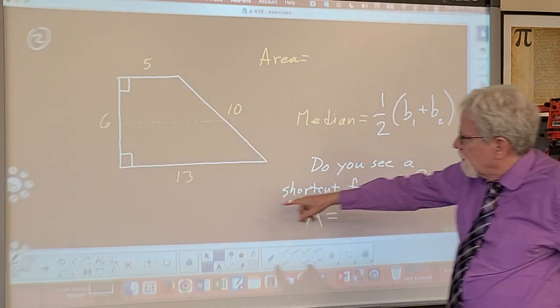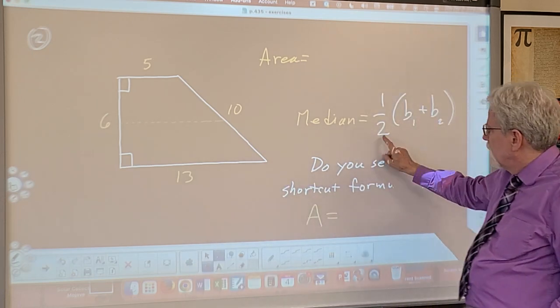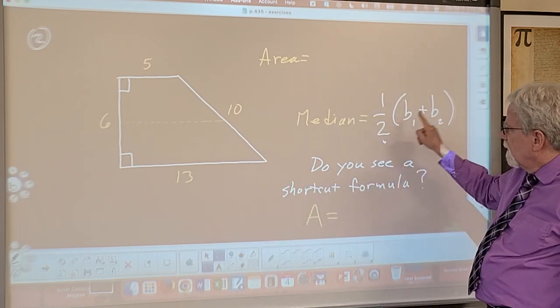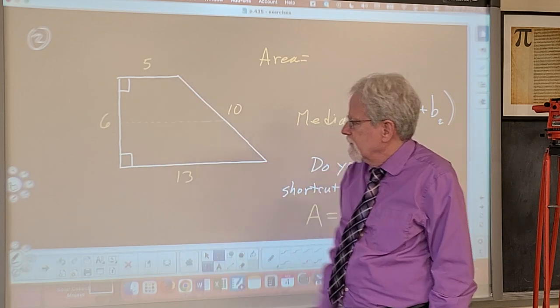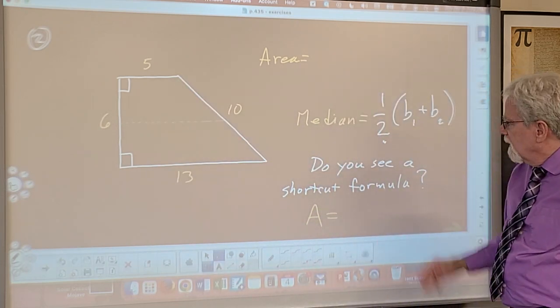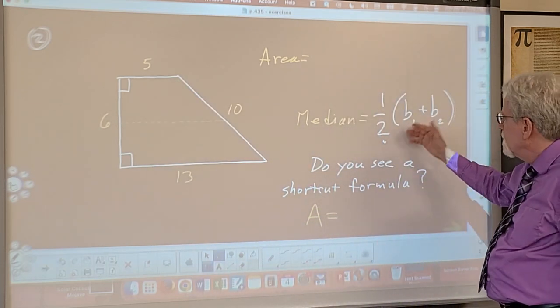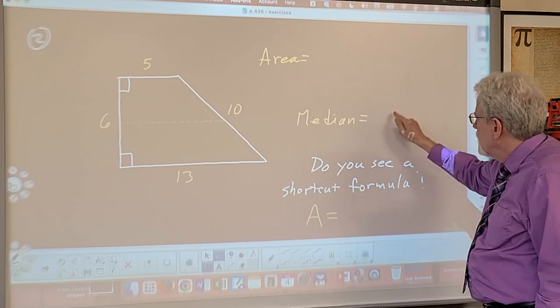So for the median, it'll be half of 13 plus 5. Half of 18. Half of 18, the median must be 9. Median is 9.